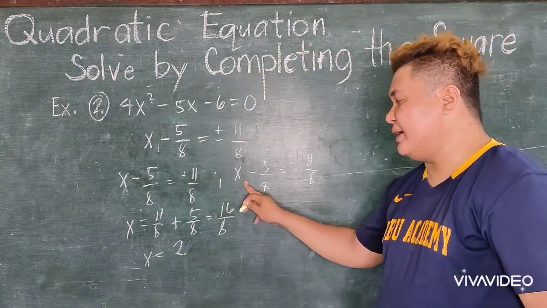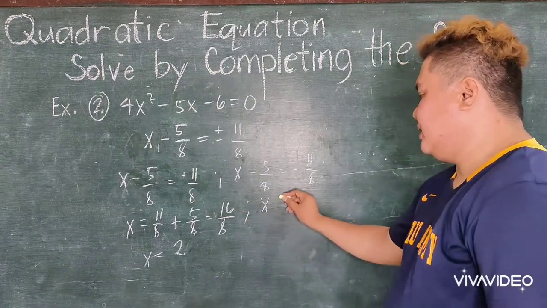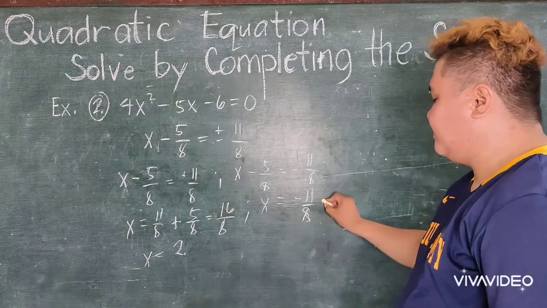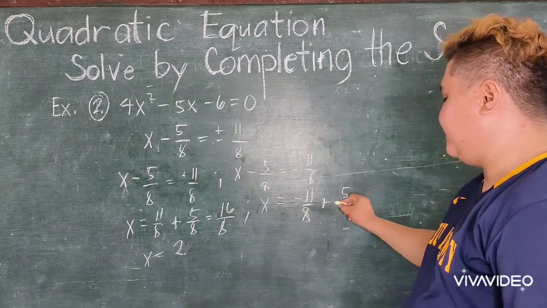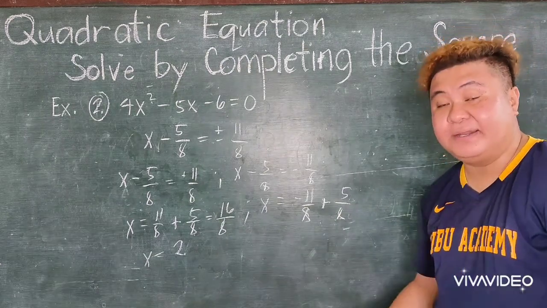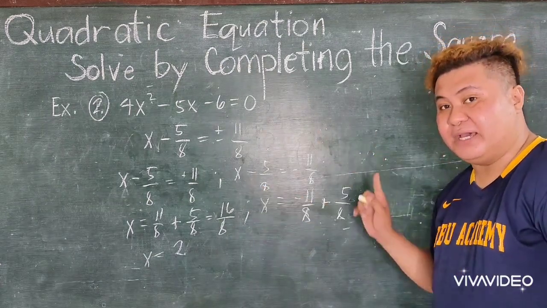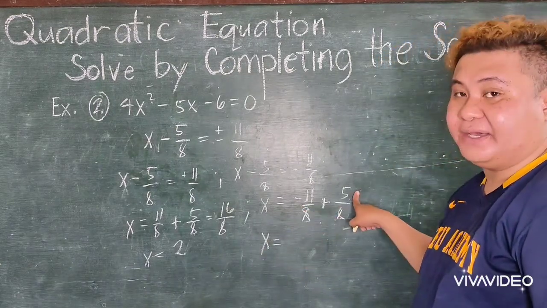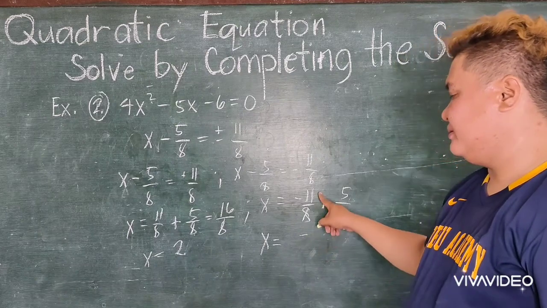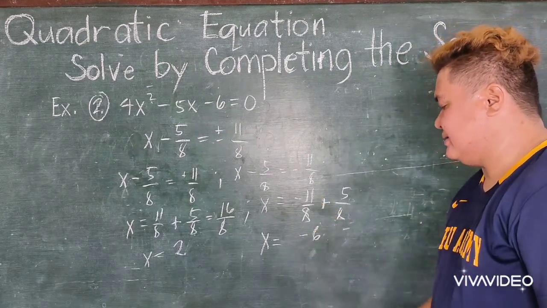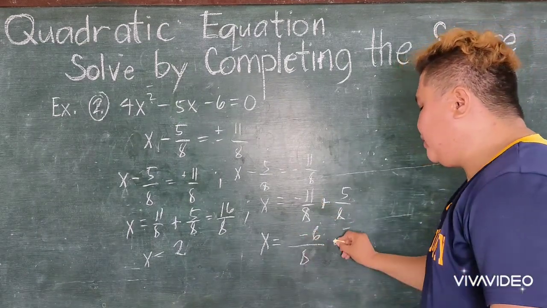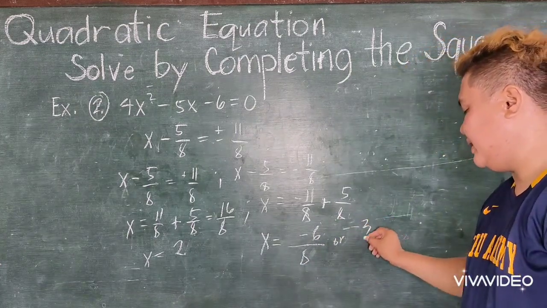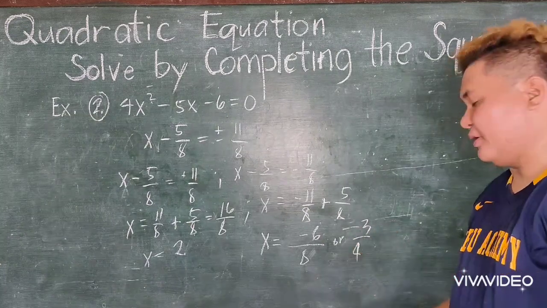2. And on the other side, we have x equals negative 11 over 8 plus 5 over 8, again transposing so it becomes positive. So we have x equals negative 11 plus 5, which is negative 6 over 8. Or you can simplify it into negative 3 over 4.